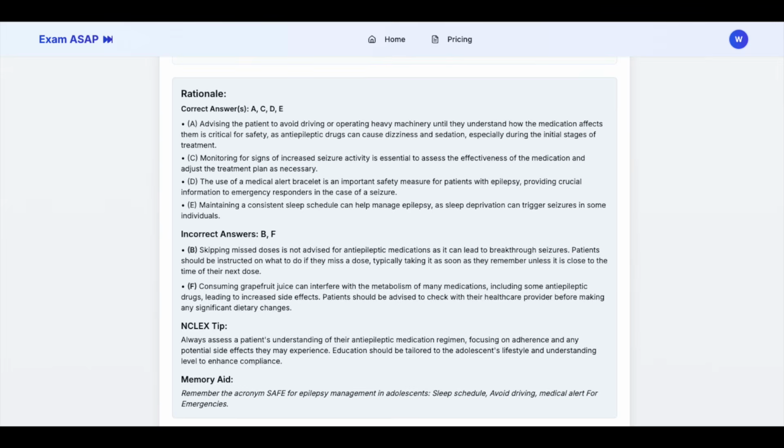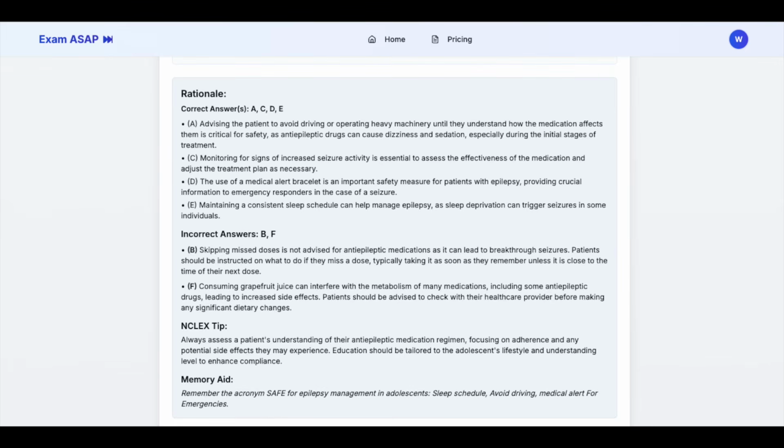D. The use of a medical alert bracelet is an important safety measure for patients with epilepsy, providing crucial information to emergency responders in the case of a seizure. E. Maintaining a consistent sleep schedule can help manage epilepsy, as sleep deprivation can trigger seizures in some individuals. B and F are incorrect. B. Skipping missed doses is not advised for anti-epileptic medications, as it can lead to breakthrough seizures.